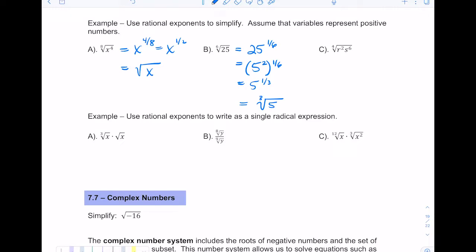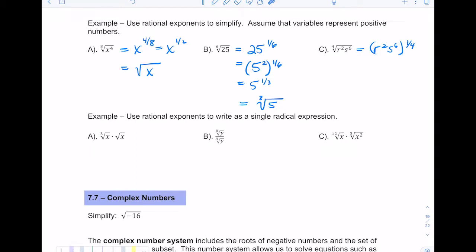And in letter C, I've got a 4th root of r squared s to the 6th. So what I'm going to do is, again, first rewrite it as a rational exponent. And I'm putting the expression, the radicand, r squared s to the 6th, in parentheses because it's an expression. That whole expression is being raised to the 1/4 power.